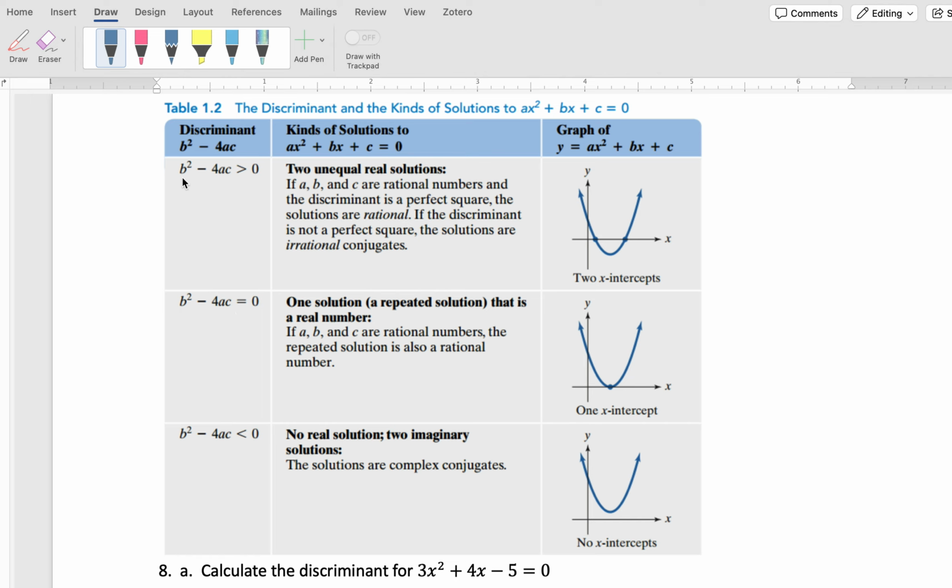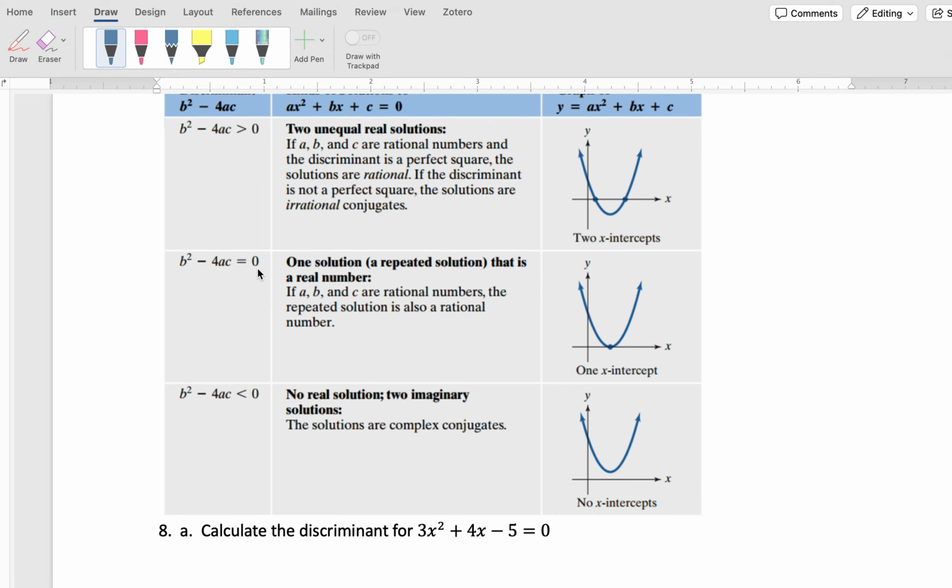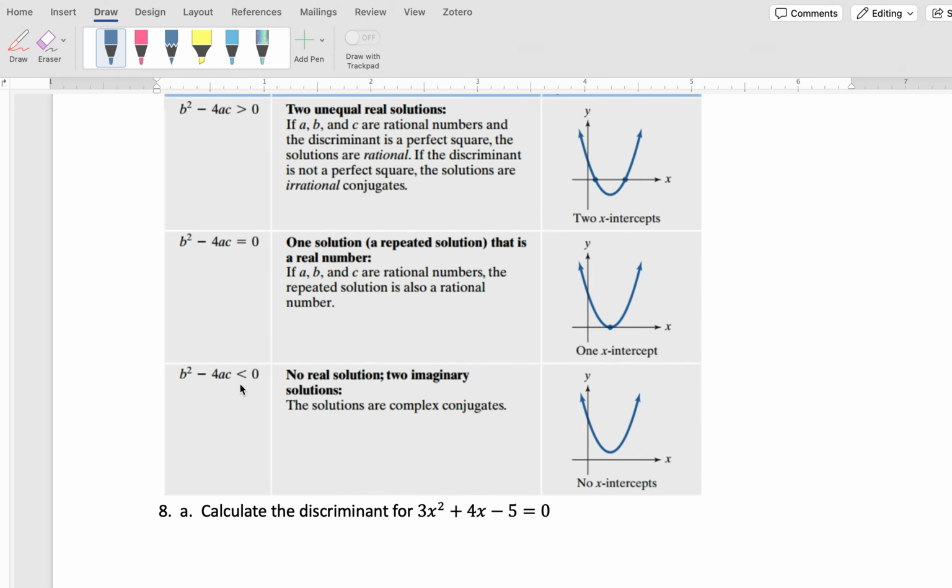So if that part that's under the square root is positive, then that means we get two solutions. If it's equal to 0, then we get one solution, because taking the square root of 0 is 0, so when we do the plus or minus 0, that's the same thing. And then if it's less than 0 or if it's negative, then that means that we have imaginary solutions because we are taking the square root of a negative number.